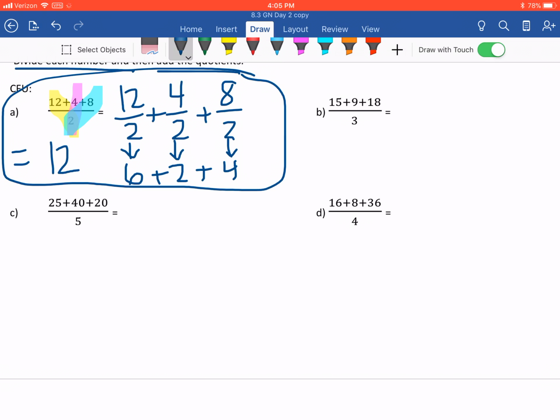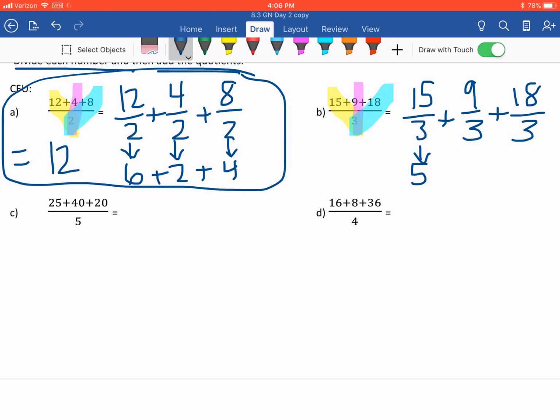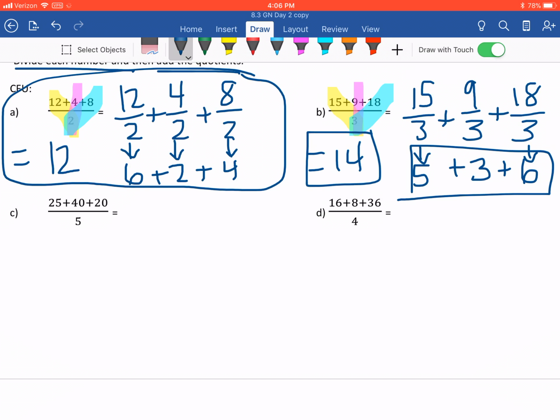All right, let's get to it, Knights. So 15 divided by 3 goes first. So we have 15 divided by 3 plus 9 divided by 3 next. And then after that, we've got one more, 18 divided by 3. So I'm going to divide these all separately. 15 divided by 3 gives me 5. 9 divided by 3 gives me 3. 18 divided by 3 gives me 6. Add these all up. 5 plus 3 is 8, plus 6 equals 14. You did it! You got 14, right?